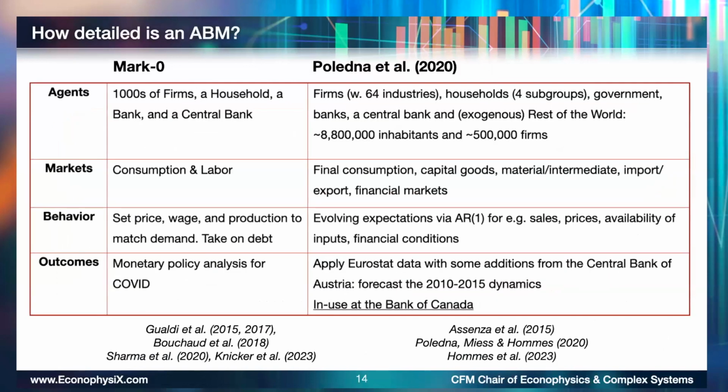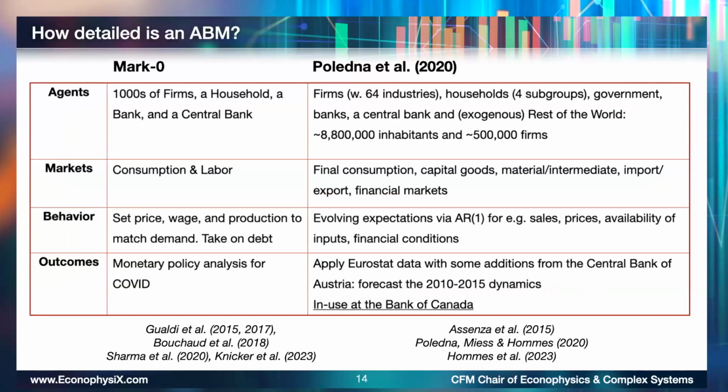And so this can sound very complicated. It can be simple. So for instance, in the Monasterolo model, you have thousands of firms, but you still sort of at an aggregate level model households, a bank, a central bank, and you only have consumption and labor markets. And nonetheless, with these models, you generate a rich set of phenomena, and they're useful for monetary policy analysis, which is one of the papers that we'll show you later on.